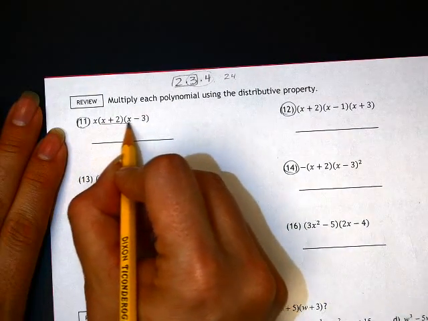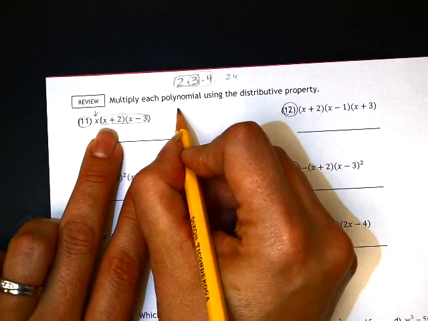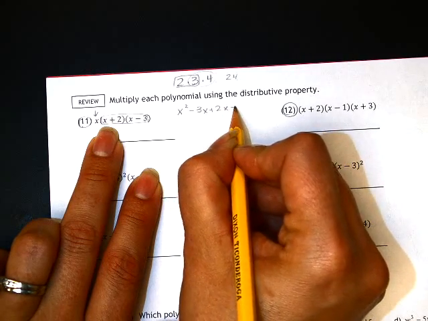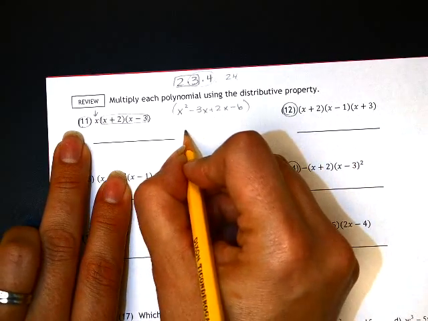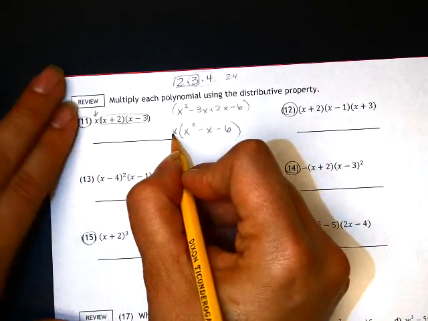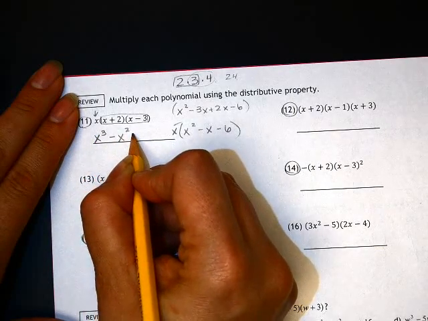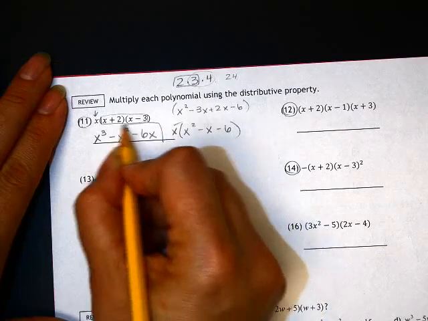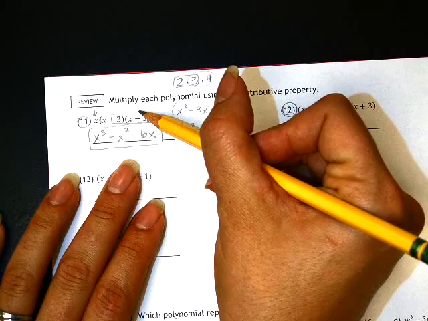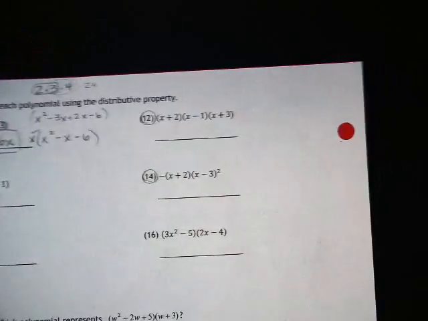So with these, I want to multiply these guys first because it's much easier to just multiply in the x at the end. So I'm going to use the distributive property. I'm going to get x squared minus 3x plus 2x minus 6, which simplifies to this here, and then I'm going to multiply through by the x. So I'm going to get x cubed minus x squared minus 6x. And over the next couple weeks, we're going to learn how to change this back into that, but ultimately those two are equivalent.